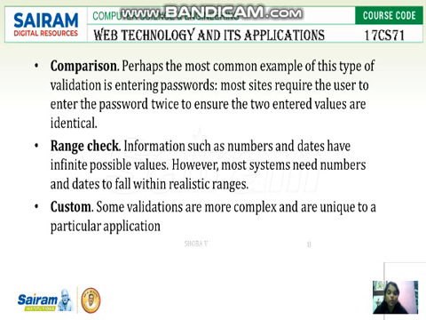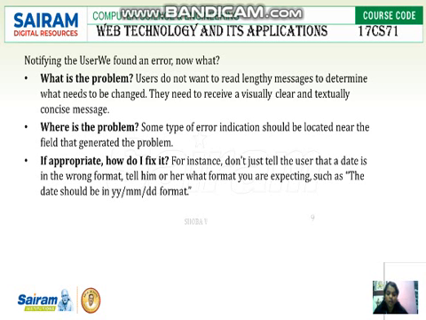Most systems need numbers and dates to fall within realistic ranges. For example, if you go for a work done report, weekly or monthly, then you need realistic ranges to check from which date to which date. Now custom validations: some validations are very unique to a particular application that we need to handle. And then notifying the user that we found an error: what the problem is, where the problem is, and how I can fix it.